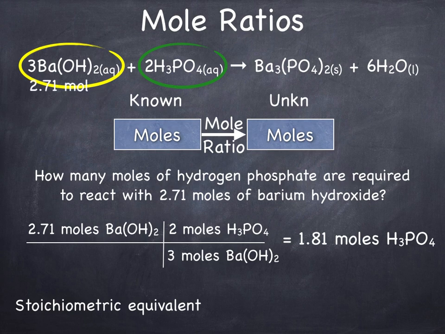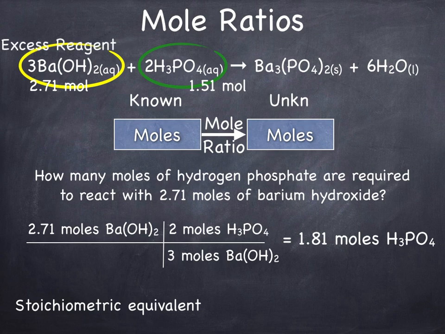And so if we go back to that statement that we have 2.71 moles of barium hydroxide, let's say hypothetically we have only 1.51 moles of phosphoric acid, but we know that we need 1.81 moles. Again, this is like you were making a batch of cookies and it says you need 2 eggs, but you go into the refrigerator and there's only 1 egg. You have a problem.